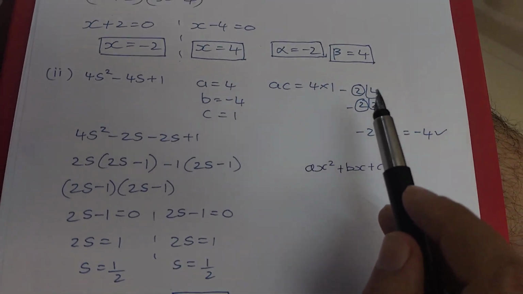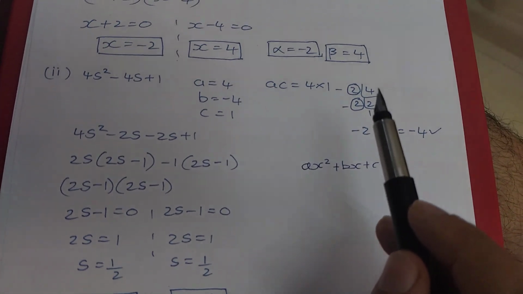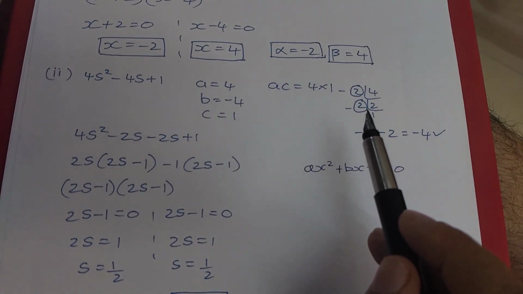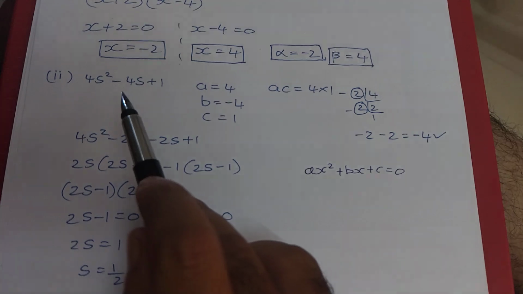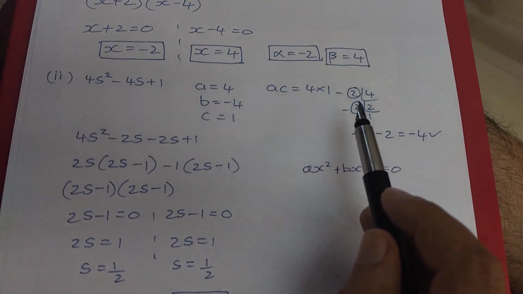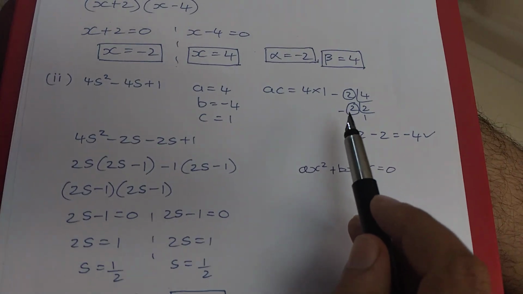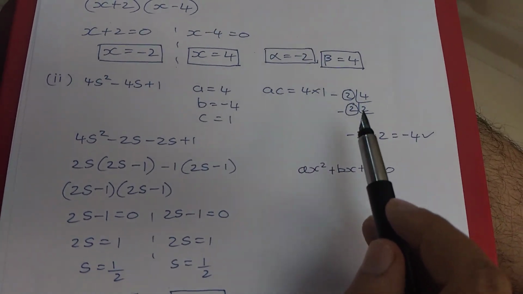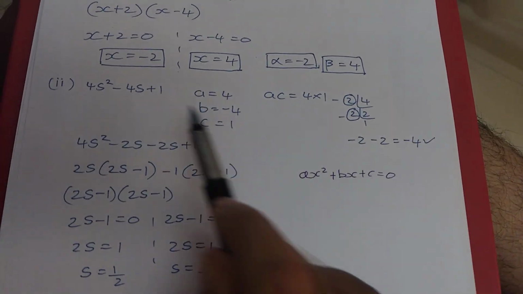We have to factorize the value of AC, divide them into two groups, such that those two groups add up to give the middle term. We needed minus 4, but here we had only 4. So we attached a minus sign to both of them because minus 2 into minus 2 will give 4 and minus 2 minus 2 will give minus 4.